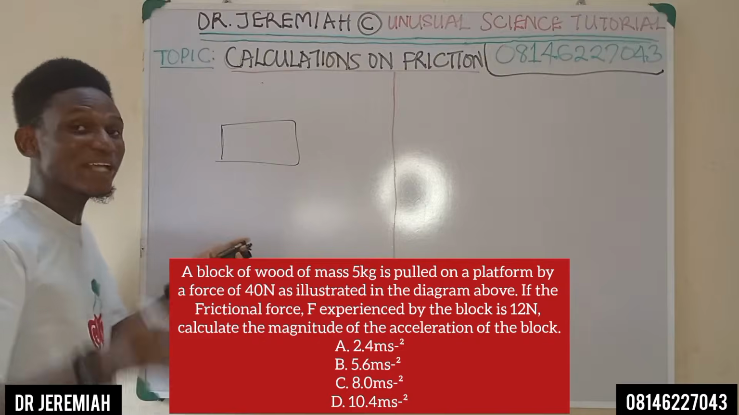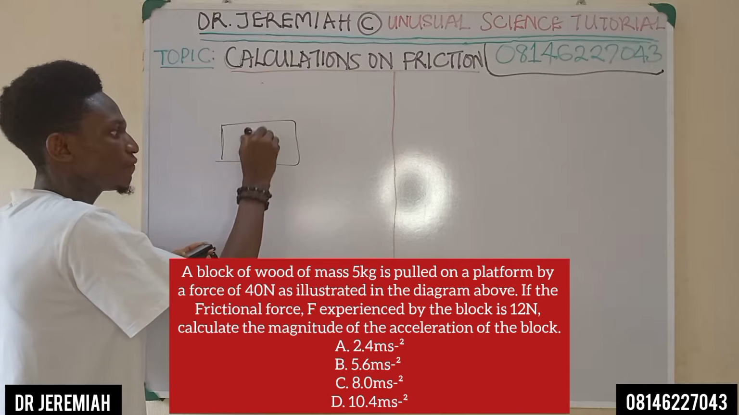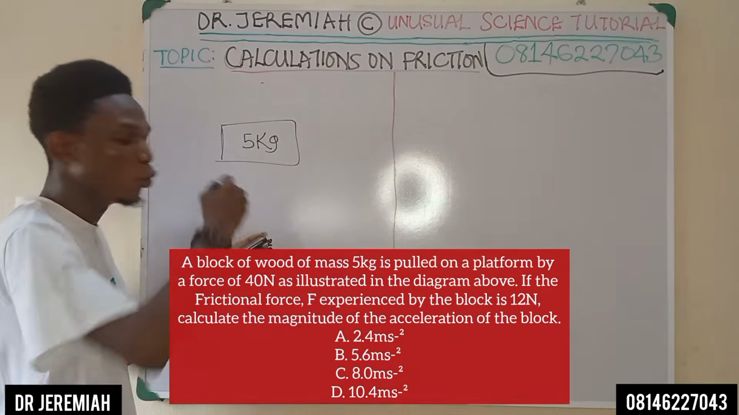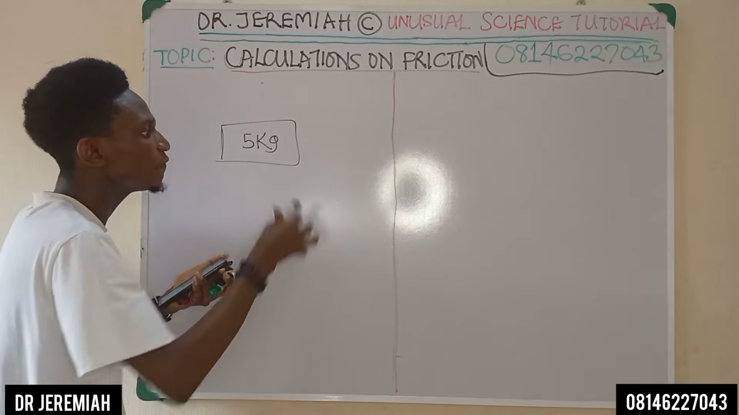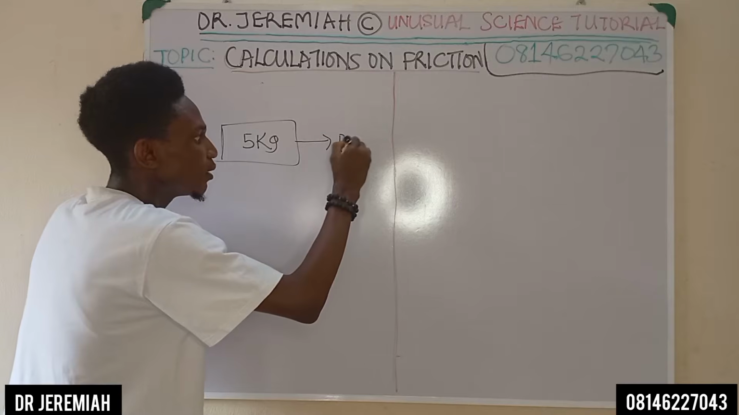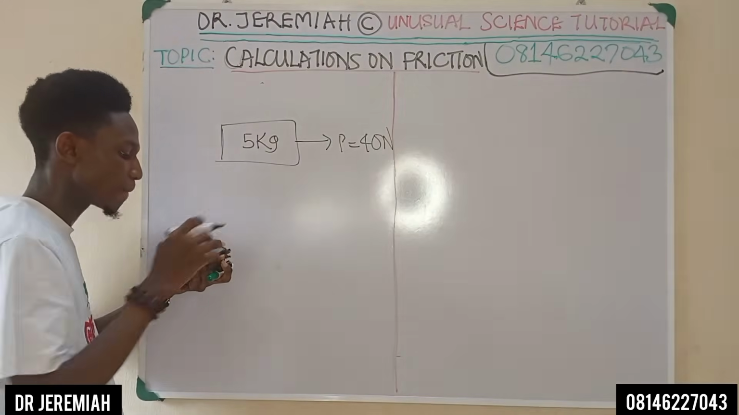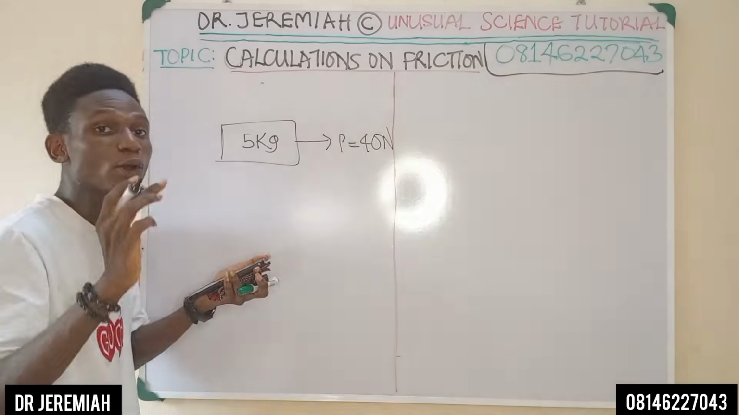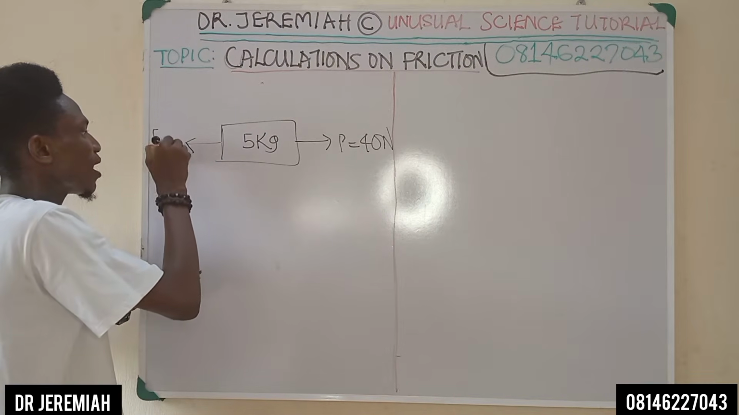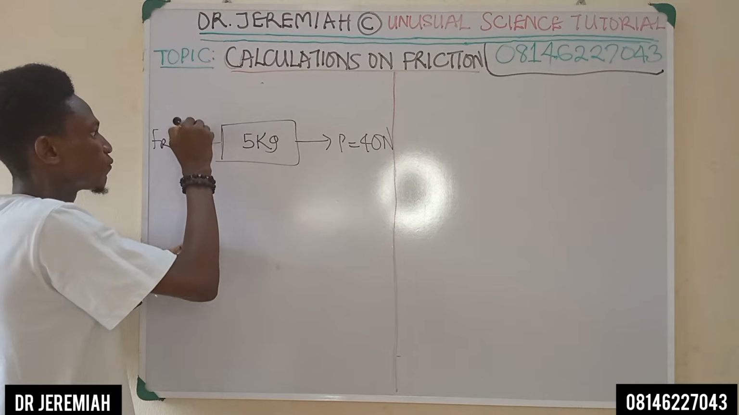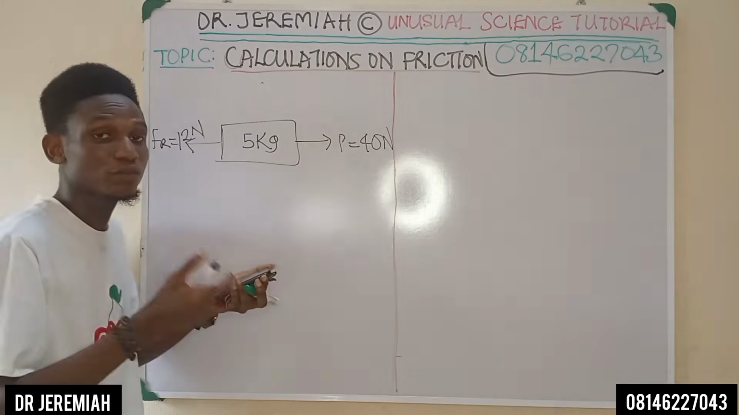So the question says, a block of wood of mass 5 kg, write your 5 kg here, is pulled on a platform by a force of 40 Newton. So it means the pulling force P equals 40 Newtons. Remember our representation earlier. If the frictional force experienced by the block is 12 Newton, you know that frictional force acts in this direction. You're going to have Fr equals 12 Newtons. Calculate the magnitude of the acceleration of the block.